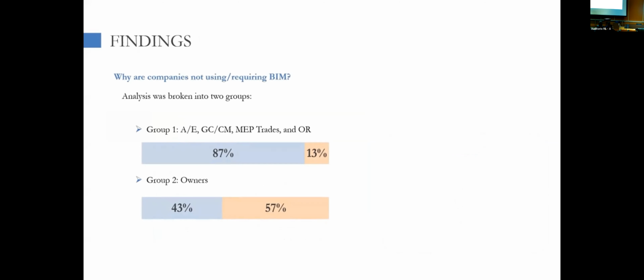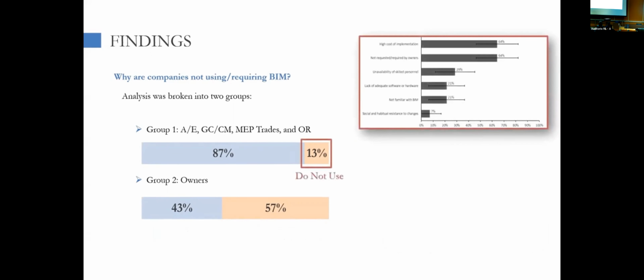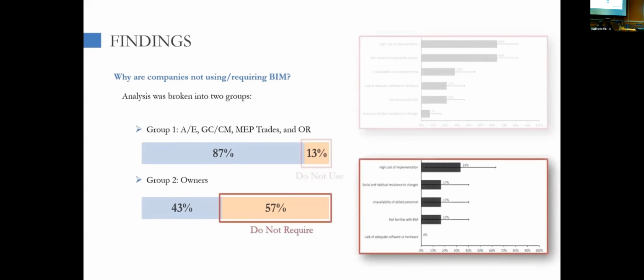To answer this question, analysis was broken into 2 groups. Group 1 had architecture engineers, GCCM, MEP trades, and owners representatives, while Group 2 had owners. So 13% for Group 1 indicated that they do not use BIM. The majority of this 13% said that they do not use it due to high cost of implementation or because it's not requested or required by the owners. As for Group 2 owners, 57% said that they do not require the use of BIM. And the most frequent reason that we saw in our survey was because of high cost of implementation.